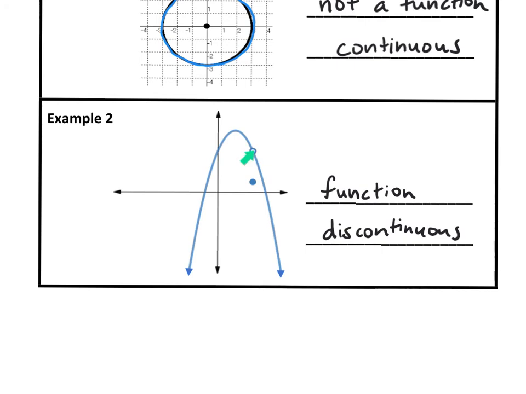So since that hole is there, as I'm drawing the graph, I have to lift my pencil to draw this point. I have to lift my pencil to continue the graph. Because I have to lift my pencil, that's the way I tell if something is discontinuous. Let's look at 2 more examples.